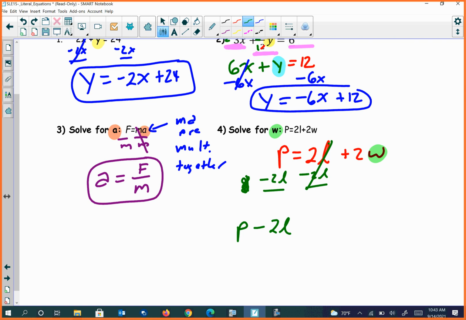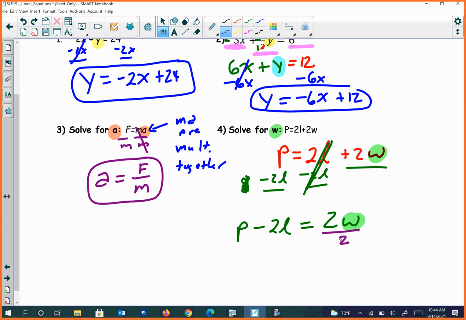Let's see, that canceled. P minus 2L equals what? What do I have left? 2W. Do I have to put a plus sign there? What letter am I trying to get by itself? W. So that wants to be alone. How are 2 and W being held together? Multiplication. What undoes multiplication, my friends? Division. Good. So I'm going to divide this by 2.